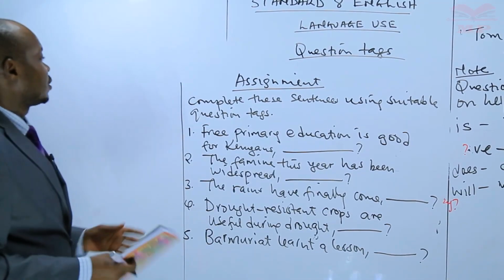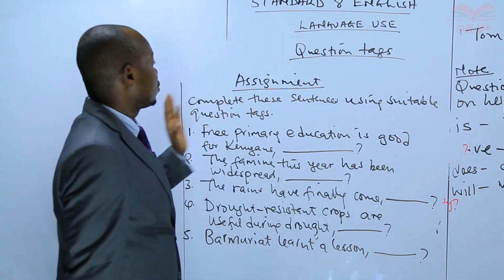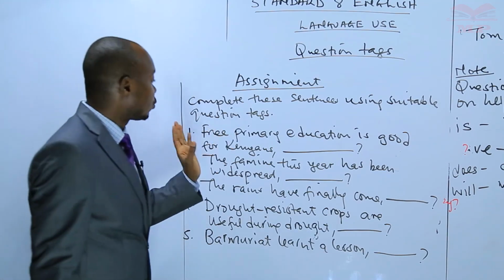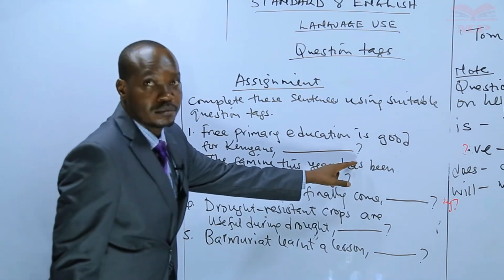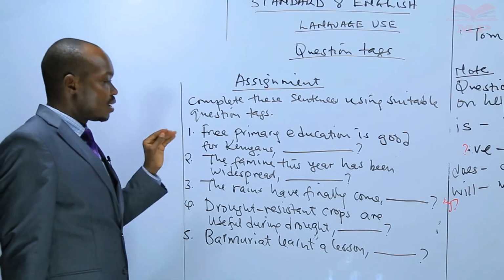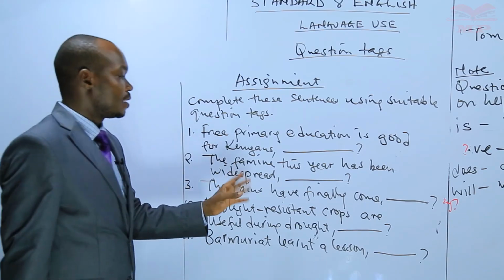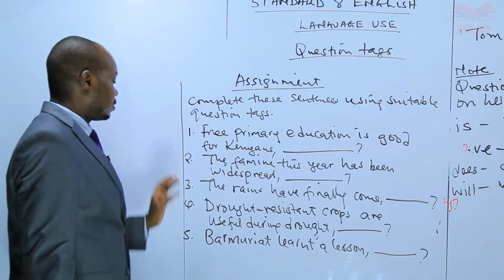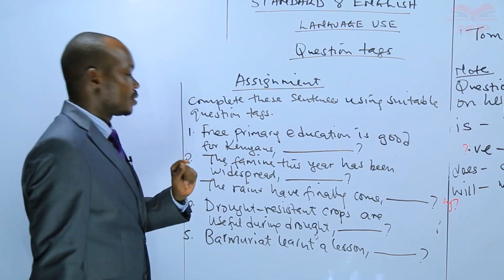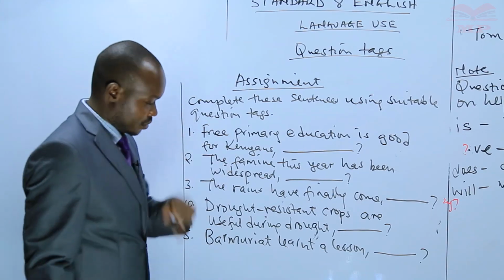These are the questions. It says complete these sentences using suitable question tags. Number 1, free primary education is good for Kenya, dash. Number 2, the famine this year has been widespread, dash. Number 3, the rains have finally come, dash. Number 4, drought-resistant crops are useful during drought, dash. And number 5, Bamuriat learned a lesson, dash.